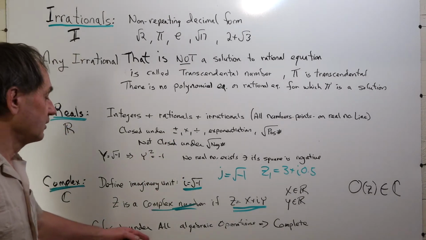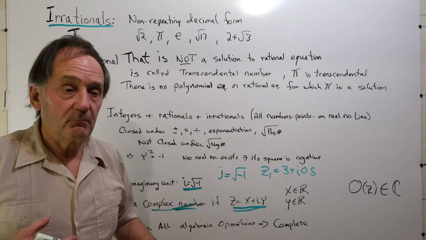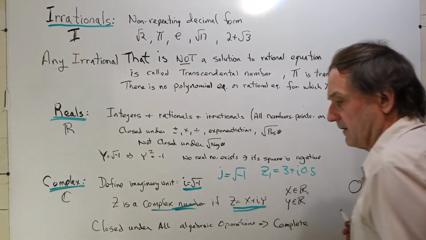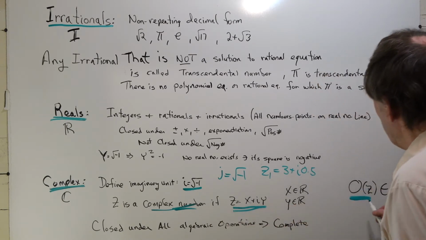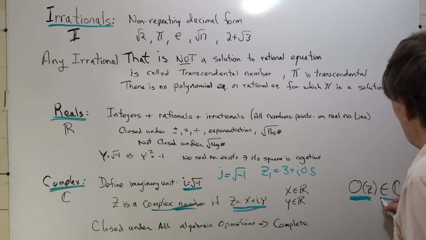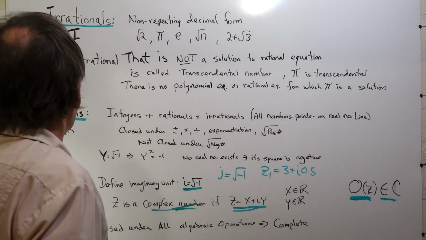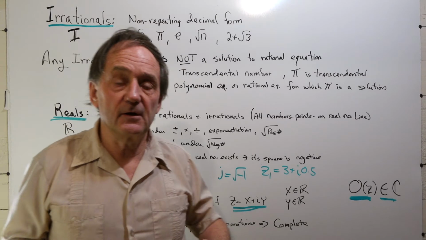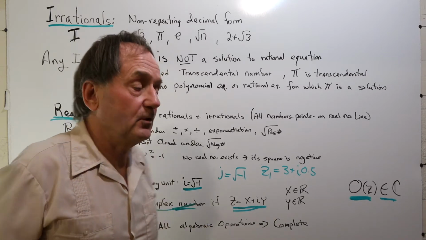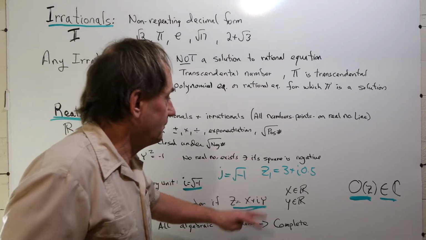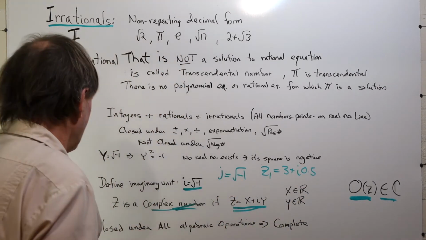The complex numbers are closed under all algebraic operations. We call the complex numbers complete, which means that if I perform some algebraic operation on a complex number, then the result also belongs to the complex numbers. Unlike the integers, where if we take two integers and divide them, we might not get an integer back. We'll end up maybe with a rational or some other real number. But the complex numbers are complete. Any algebraic operation we perform on complex numbers, we get a complex number back.